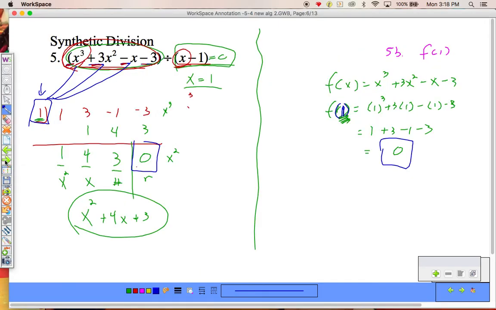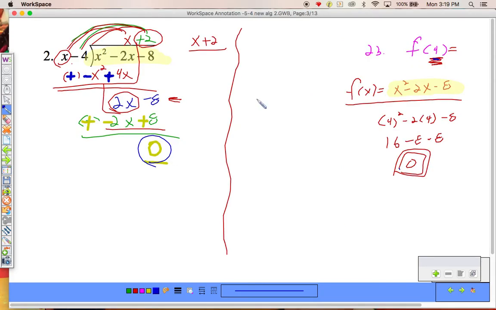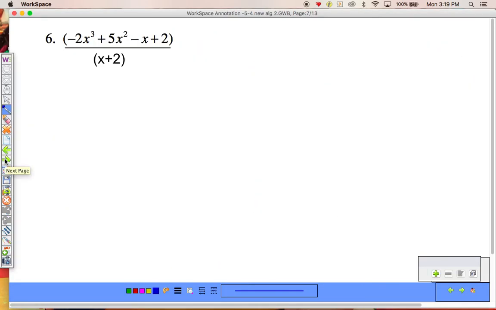All right, so do this one. X minus 3 equals 0. X equals 3. So if I do f of 3 in here, I got an answer of 6, which is also my remainder of 6. Every single time this is going to work. And the last one, x minus 4 equals 0 because of this. X equals 4. When I put 4 into this expression, my answer was 0, which is the same as my remainder. Every single time.